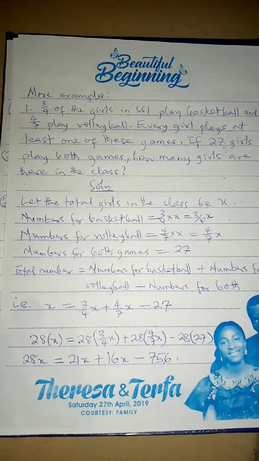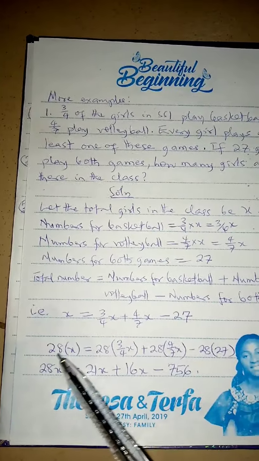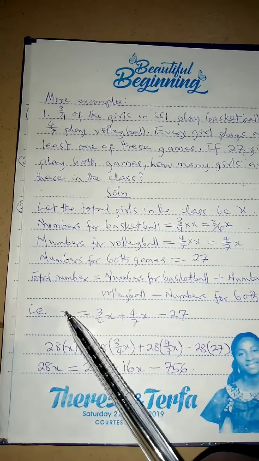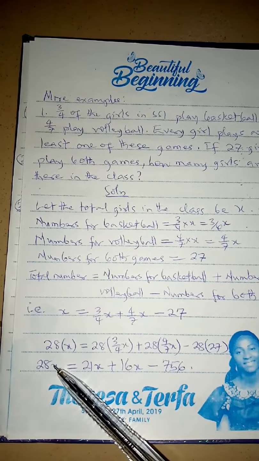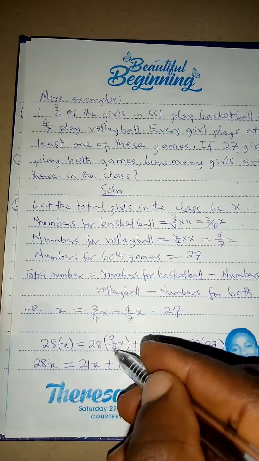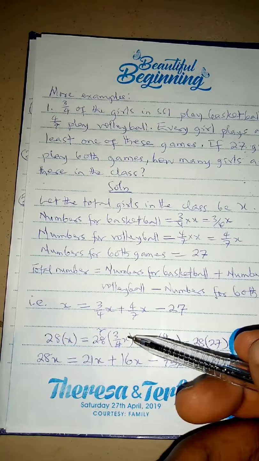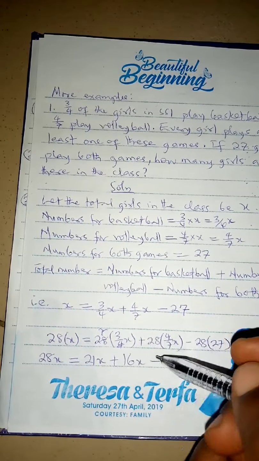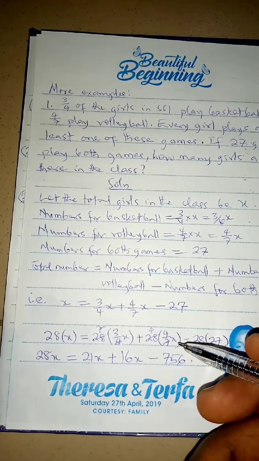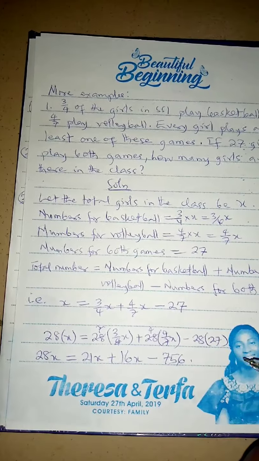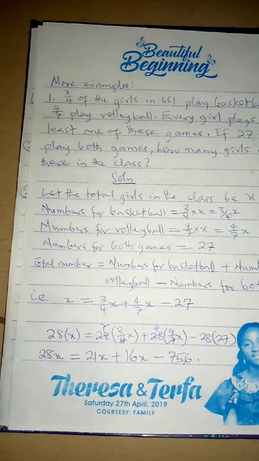Your LCM for 4 and 7 is 28. Use it to multiply through. You multiply each term by 28. This will be 28x. This 4, we cancel this 28 to give 7. 7 times 3x is 21x. This 7, we cancel this to give 4. 4 times 4x is 16x. Minus 28 times 27 is 756.